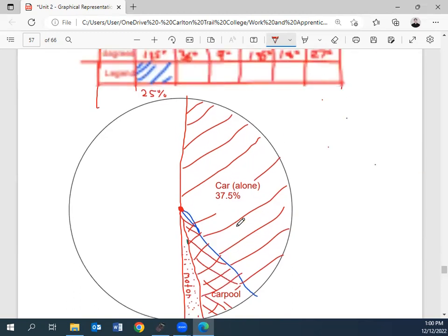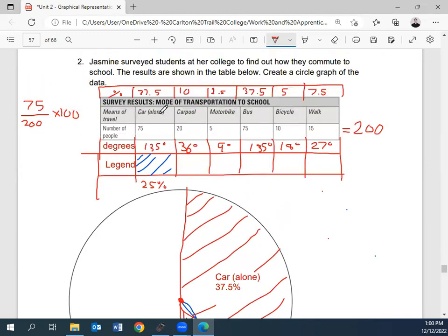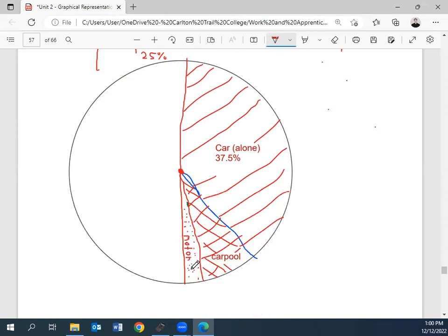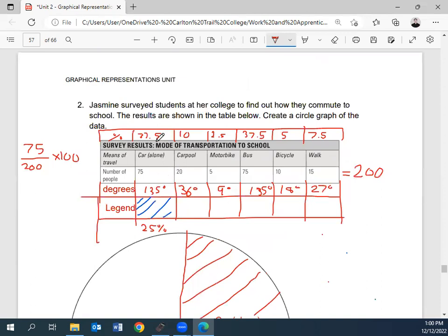Oh, okay. I'll come take a look there. But if you've done these three right, so this car alone, this carpool, and this motorbike, it should be exactly half your circle. Because 37.5 plus 10 plus 2.5 is 50%, right? That's just a good measure to know if you measured it correctly.